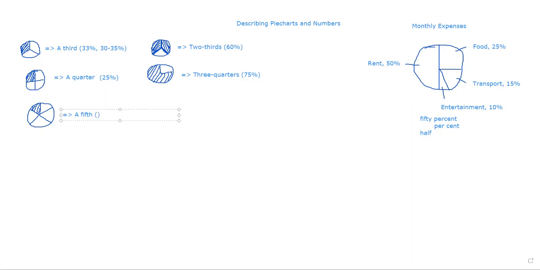1/5 is 20%. Then what would be the fraction for 80%? Can you tell me? Take a look. 80% is 4 times 20%, right? So that means 4/5.